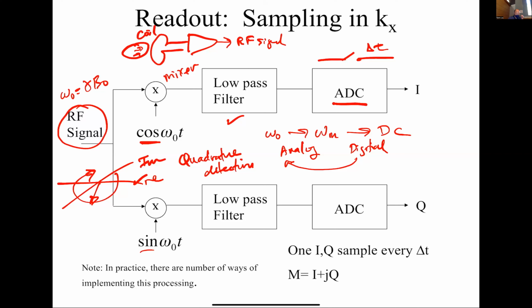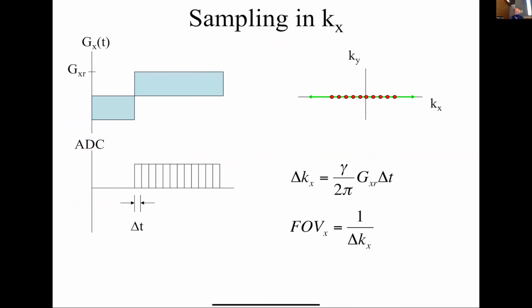And then in practice, this isn't really how the processing is done. It's just giving a picture. The main thing I want to emphasize here is we're getting a sample every delta t. So that's the sampling. When we talk about how the sampling is done, this is going to be related to delta kx. So that's the first thing we're going to look at, the sampling in kx.